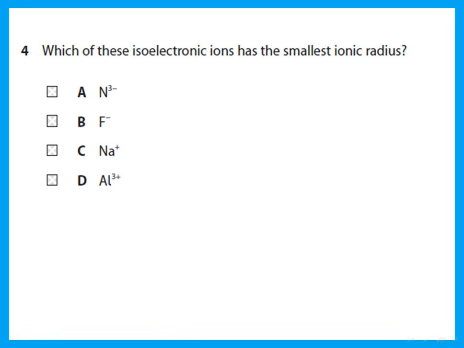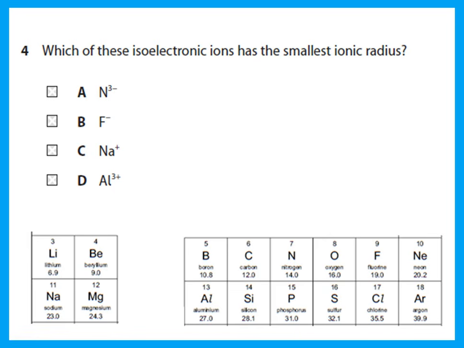Which of these isoelectronic ions has the smallest ionic radius? Remember that we said if all the ions are isoelectronic, that means they have the same number of electrons. Which one would have the smallest radius? We said if we're looking at it, the one with more protons in the nucleus is the one that will have smallest ionic radius because it is attracting the same number of electrons. So look at nitrogen, it has 7 protons attracting the total number of electrons. Here we have a total number of electrons of 10 for all of them.